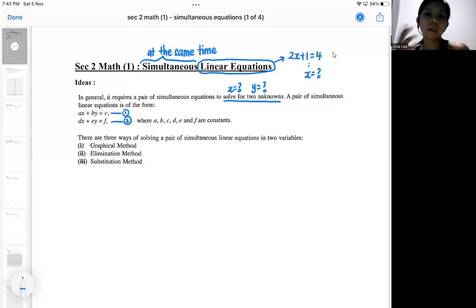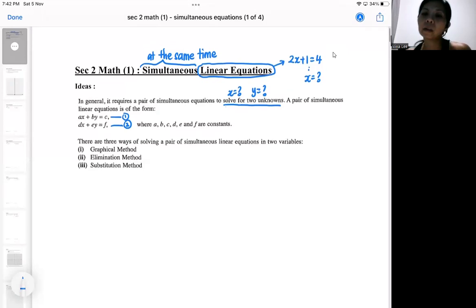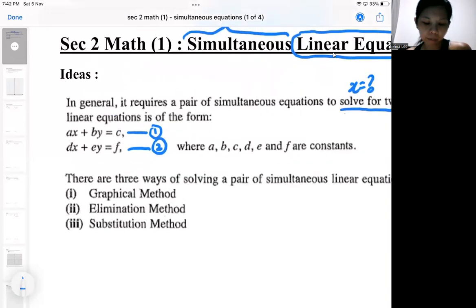In Sec 1, you got linear equation, and you only solve for one unknown, which is usually x. Sometimes it can be k, sometimes it can be y. But right now, we're going to be solving for two. So there are two algebraic unknowns that you need to find values for, and we'll be finding them at the same time. That's why you got this phrasing called simultaneous. That's why this topic is called simultaneous linear equation. You will be getting two equations, and the two equations will help you to solve for two unknowns at the same time.